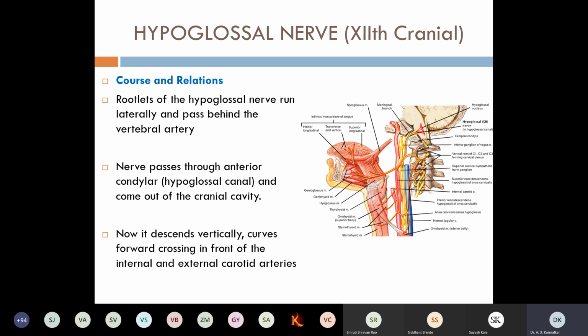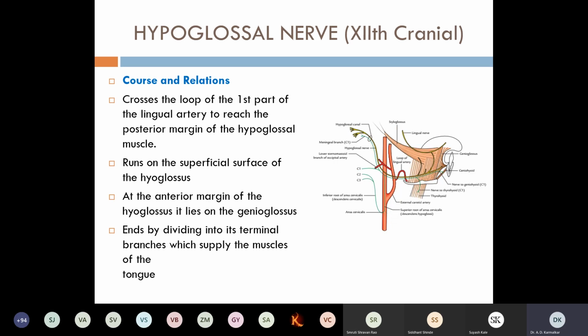Now, once it comes out, it has to reach the tongue. So it will run downwards, and when running downward, it is going to cross the internal and external carotid arteries. If you see it in the diagram, it is shown here. It crosses the internal and external carotid artery, and one of the branches from the external carotid, the lingual artery. The lingual artery forms a loop, so it also crosses the loop.